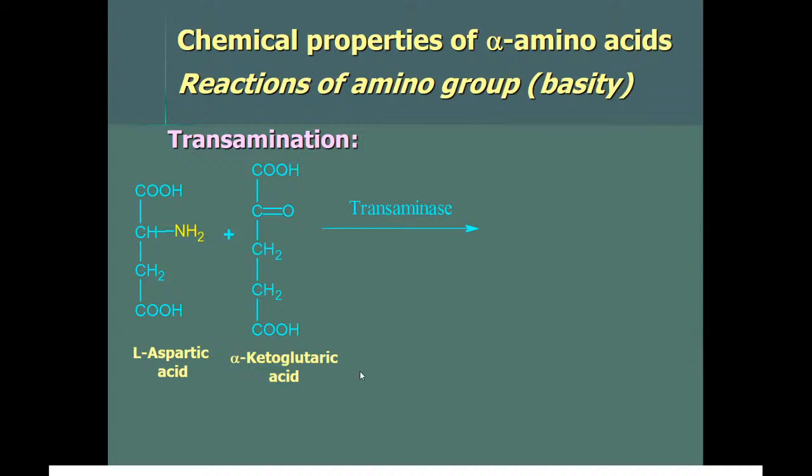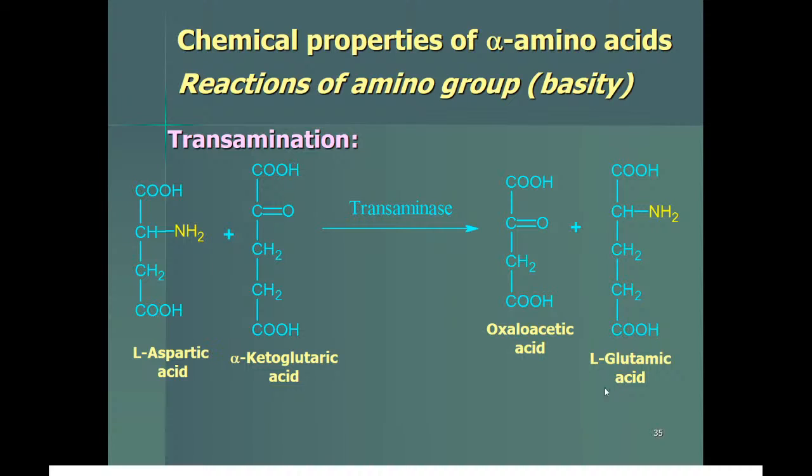You were told to memorize these compounds. Here, instead of alpha-ketoglutaric acid, there can be oxaloacetic, acetoacetic, or pyruvic acid, so keto acids of different nature. So what happens in these transaminations? Just an exchange of the alpha amino group from the amino acid with the alpha keto group of the biochemically important keto acids. As a result, we have a new keto acid and a new amino acid. It's not necessary to name them. This is oxaloacetic, and this one is L-glutamic acid.